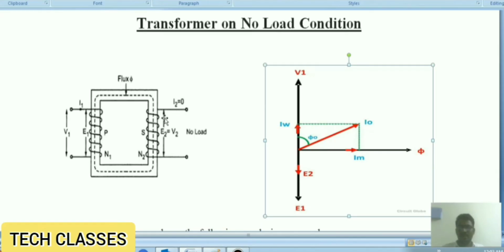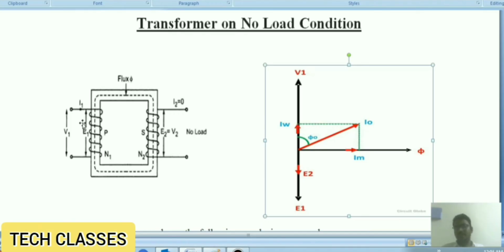Now assume no load, which means there is no current flowing in the secondary side of the circuit. So no load indicates that it is simply an open circuit. During this condition we can easily determine the losses in a transformer.